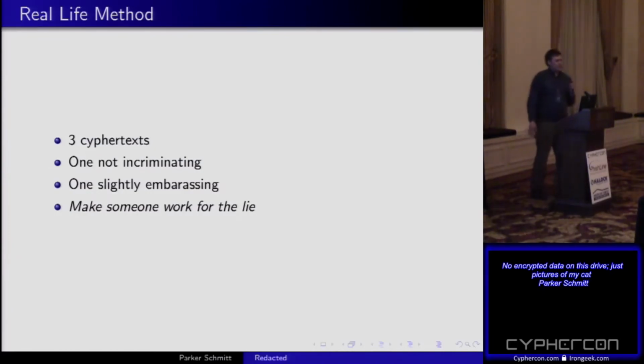If you've ever seen the old show Burn Notice, where the guy says, if you want someone to believe a lie, make them work for it. So you'd be, all right, I'll give you the real one, I admit it. You give them a second one, and it's kind of embarrassing, something you don't want them to see. But then the rest of the real data is not shown to them, and they think they've gotten it, and then they leave you alone. So that's a real-life scenario I could see where someone could actually use 3 different plain texts and be able to get out of a true rubber hose scenario.